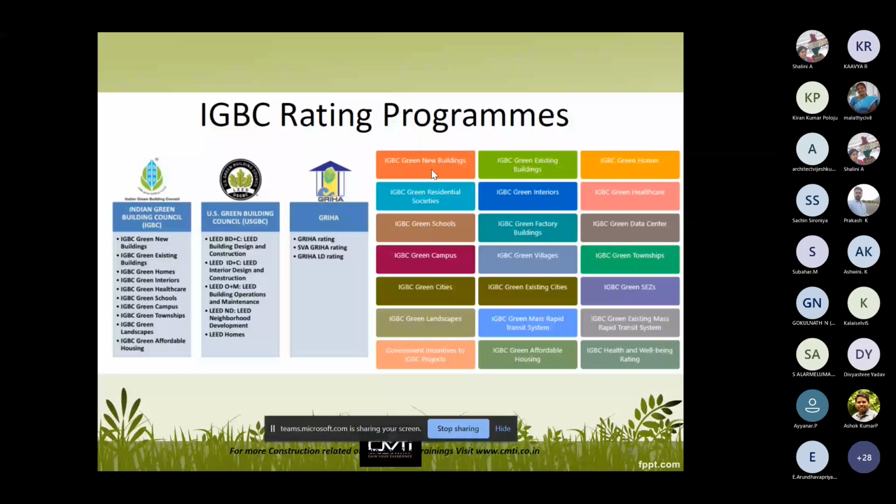Griha also has its rating system. International clients take USGBC, especially for buildings.